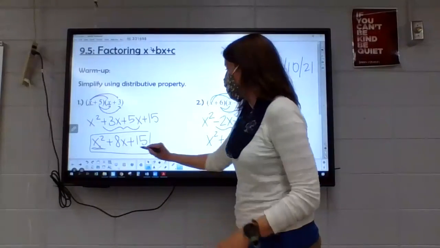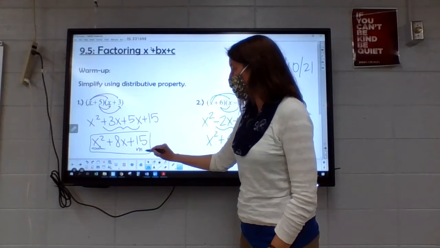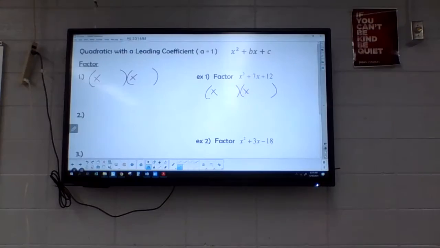The last number is the one we want to multiply to get. The middle number is the one we want to add to get. So multiply, add. Multiply, add. So we're going to try and figure out what multiplies to give us which number in this specific example. What's the number? So it's the 12 we want to multiply to, right?